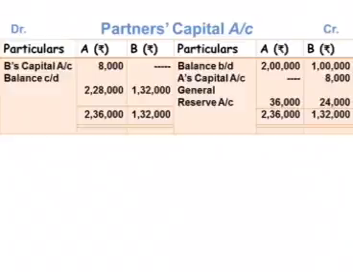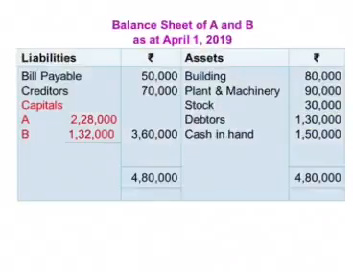Partners will get the general reserve, so it will be credited in the partners' capital account. Since nothing else is mentioned in the question, in the last step, we will calculate the balance c/d of A and B. Let's prepare the balance sheet of the new firm now as at April 1st, 2019. Now, this case was that the revised values of asset and liability are not to be recorded in the books. So, whatever value increased or decreased in the case of asset and liability, while we prepare the new balance sheet, it will not be recorded.